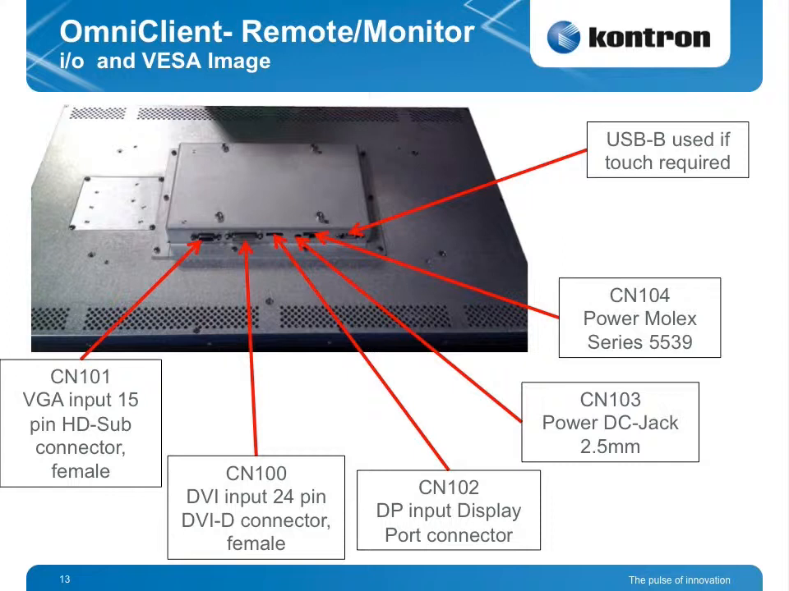The USB-B is the one that drives the touch solution. So if the customer would like the touch panel to work, all you do is connect that to the CPU section, and you have a remote touch solution.